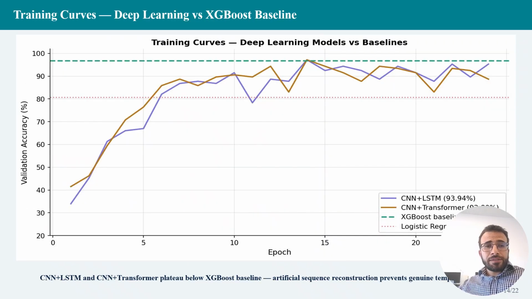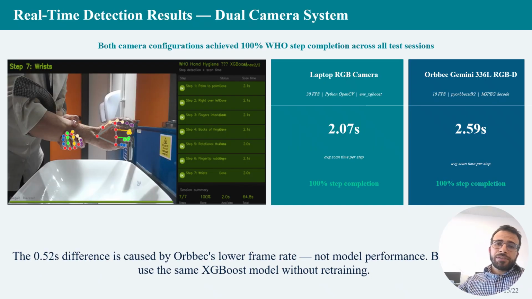Here we can see the graphs. We have here the best model, XGBoost, as here it is CNN plus transformer, and also CNN plus LSTM. Here is logistic regression, and we can see from the graph that the best one is XGBoost.